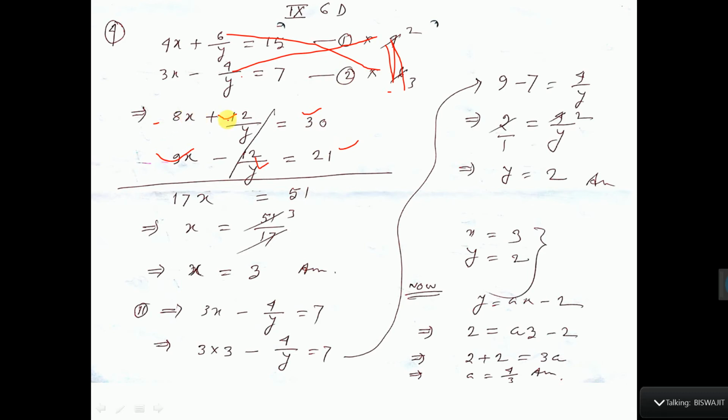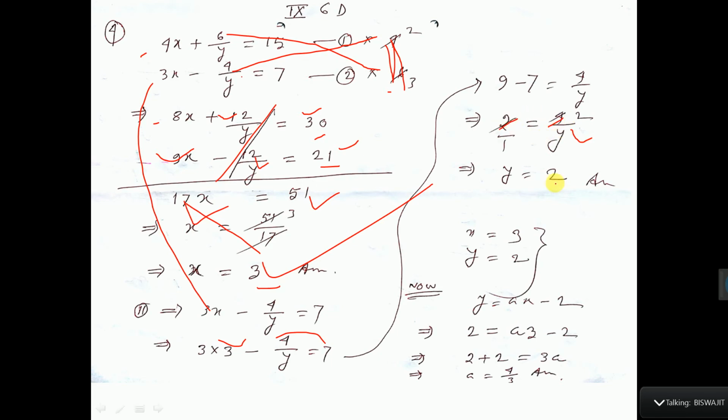Since it is plus and minus, it will cut. Now 8 plus 9 will be 17, 30 plus 21 will be 51. 17 will go down, 3 is the answer. Now this 3 you put in equation number 2. In 1 also you can put, in 2 also you can put. Here I took equation 2. So 3 into value of x is 3, so put here. So 9, and 7 you take in the left hand side, see 7 is taken, so 2 equal to 4 by y. Now it will cut, 2 2s are, so y equal to 2. So this is the answer.